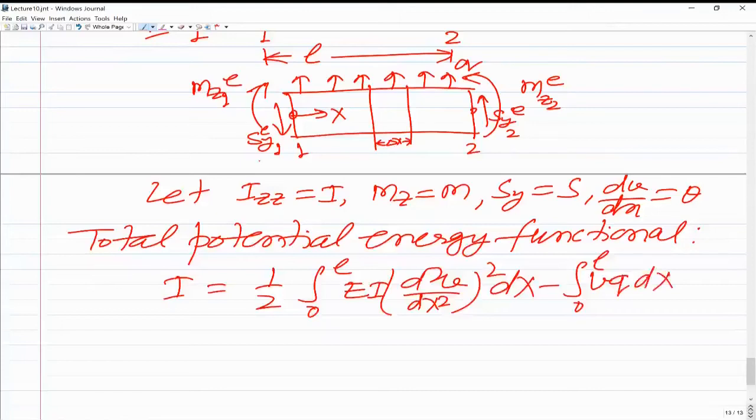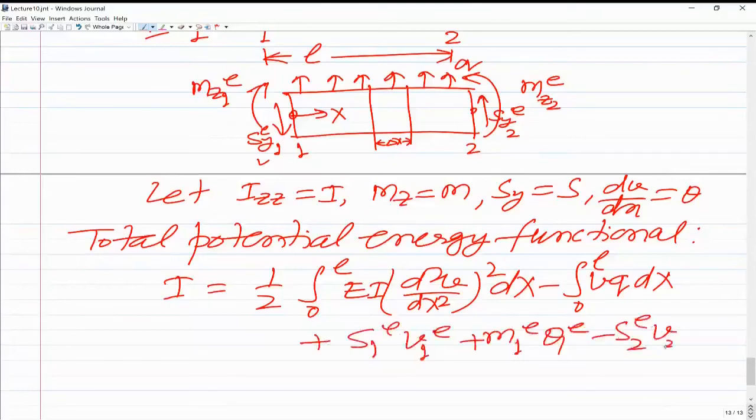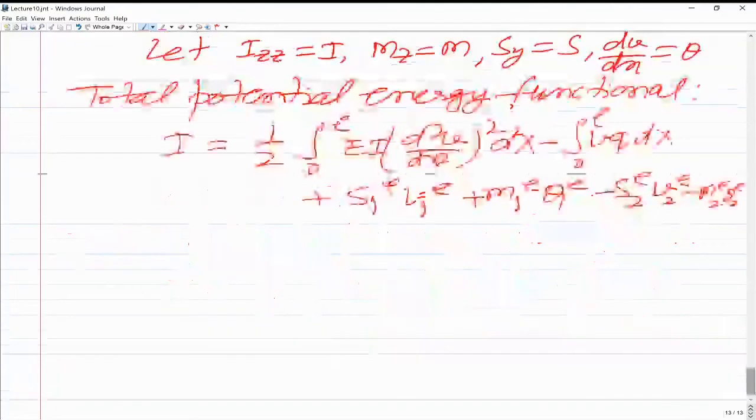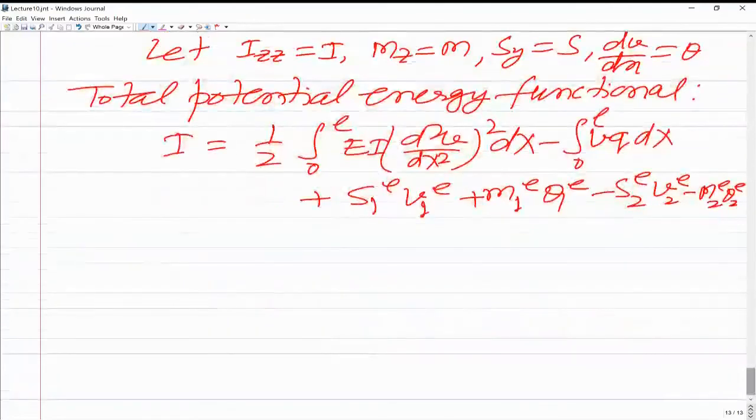So this S1 does a negative work because v1 is along the positive and this is along the negative y direction, so potential would be positive. We have already discussed, plus you will have S1e into v1e, plus M1e into theta 1e, and minus S2e into v2e, minus M2e into theta 2e. So this is the total potential energy functional. We have already written it earlier, only now we have written it for one particular element.